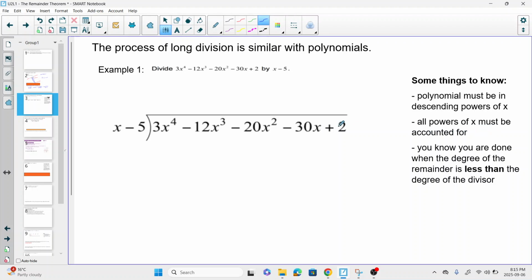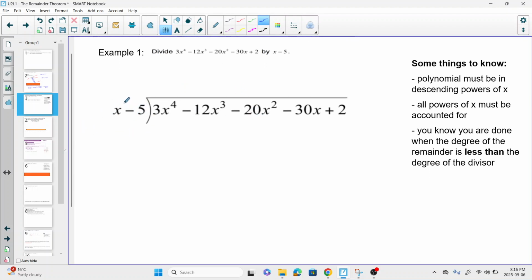All powers of x must be accounted for, meaning we have 4, 3, 2, 1, and 0. If any of the powers were not accounted for, we'll look at an example next, then we have to put in a placeholder for them. So if, for example, there was no negative 30x here, we would have to put 0x. And you'll know that you're done when the degree of the remainder, the thing at the bottom, is less than the degree of the divisor. The degree of the divisor right now is degree 1, so we will know we are done when the remainder is degree 0, or in other words, a constant.